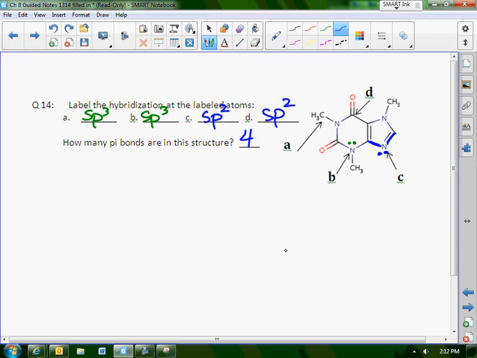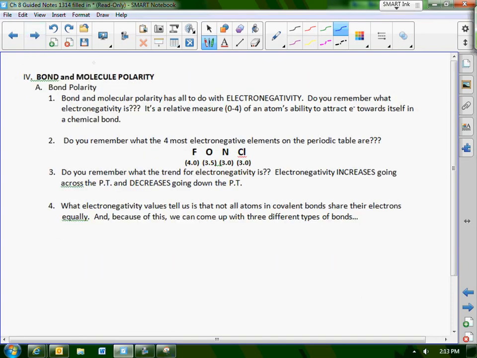The rest of this is pretty straightforward. You've probably done something like this before when we were quantifying. Oh, we're going to skip this. We'll come back to it. But when we're quantifying bond, when we're talking about polarity, go ahead and read through this stuff. I'm going to read it really quickly.